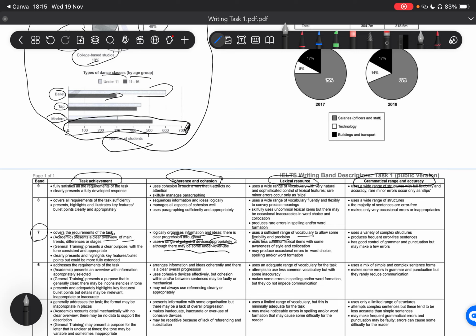If you need an adjective form of the word, you should use it in the adjective form, or if you need a verb form of the word that you are using, you need to use it in the verb form. So using the words in proper forms is called flexibility. And you use less common lexical items with some awareness of style and collocation. Well, we like to use less common words in our reports, but it should also be done with some knowledge.